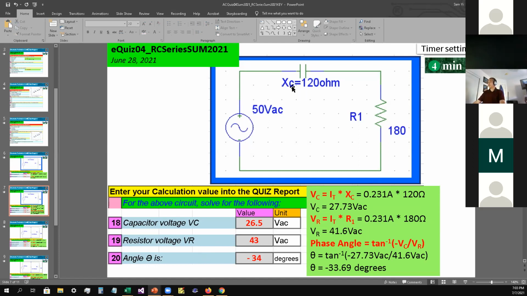Okay, so the phase angle. This one is XC, so this one is a series circuit, so there's going to be a negative VC. The phase angle is the arctangent of negative VC divided by VR. So negative 27.73 VAC divided by 41.6 VAC. Your theta comes to about negative 33.69 degrees, rounded to negative 34 degrees.